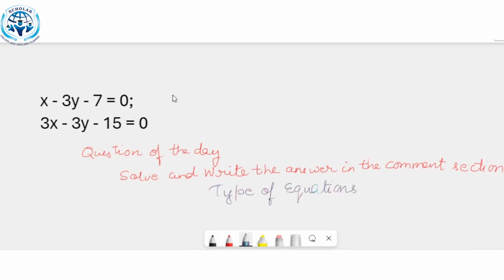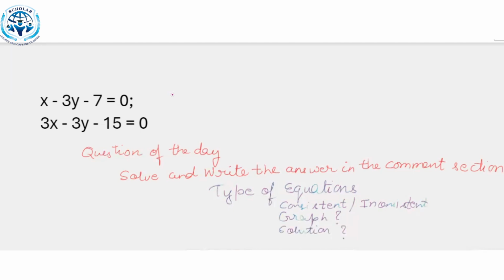You need to find out the type of equations, that means consistent or inconsistent. Then what type of graph will it be? Intersecting, parallel or coincident? Solution: infinitely many solutions, no solution or unique solution. Understood? Have you understood now? The concepts are clear to you?